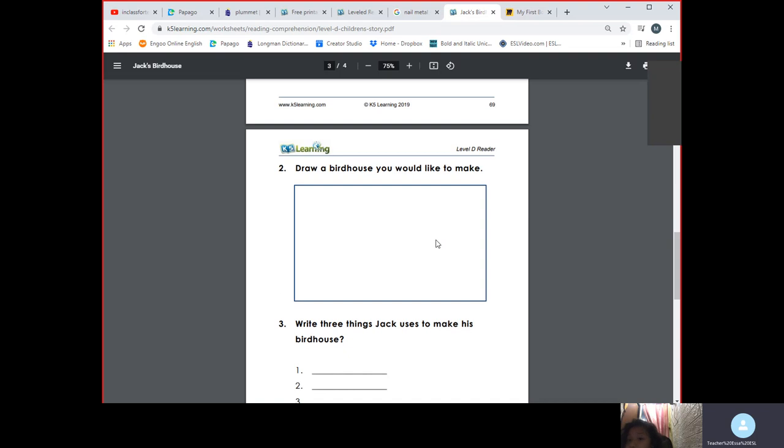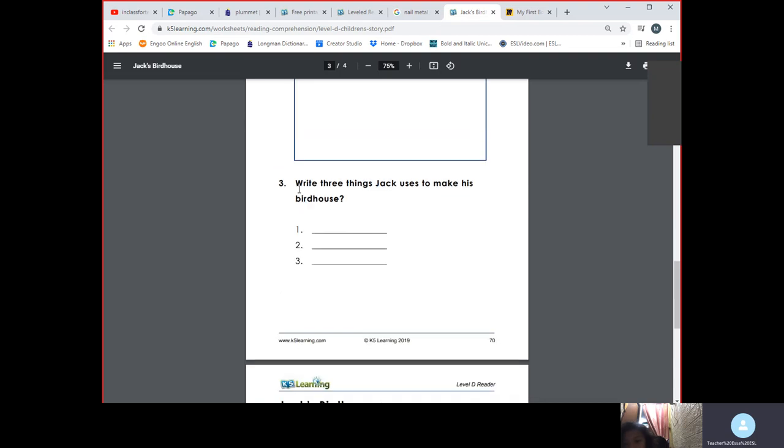Okay, now we cannot draw. Or, okay, Maku, do you have a piece of paper there and a pencil? We cannot draw a birdhouse. So yeah, you're gonna draw your birdhouse. You can't do it? Okay, that's fine. Now let's move on to number three.